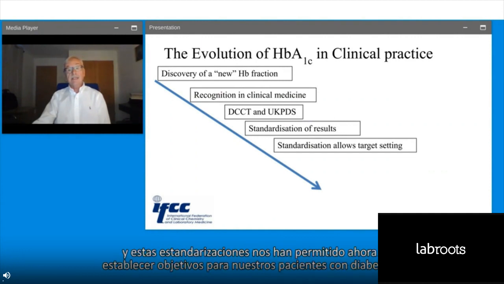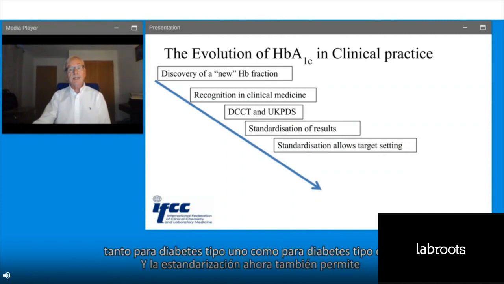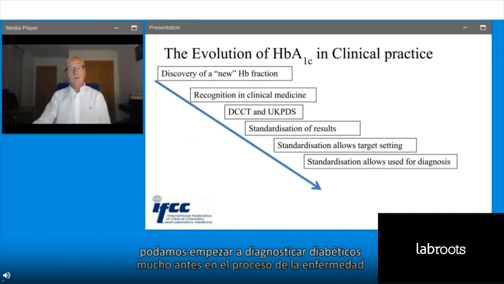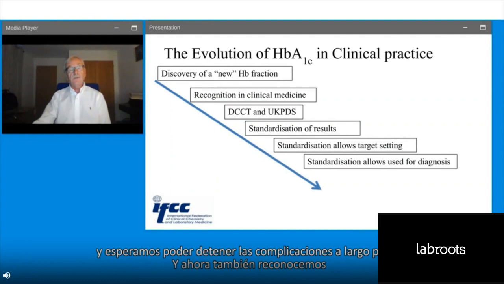And these standardizations have allowed us now to set targets for our patients with diabetes, both for type 1 diabetes and for type 2 diabetes. And standardization has now allowed us also to use hemoglobin A1C for diagnosis. And hopefully with this tool, we can start diagnosing diabetics far earlier in the disease process, and we can hopefully stop long-term complications.